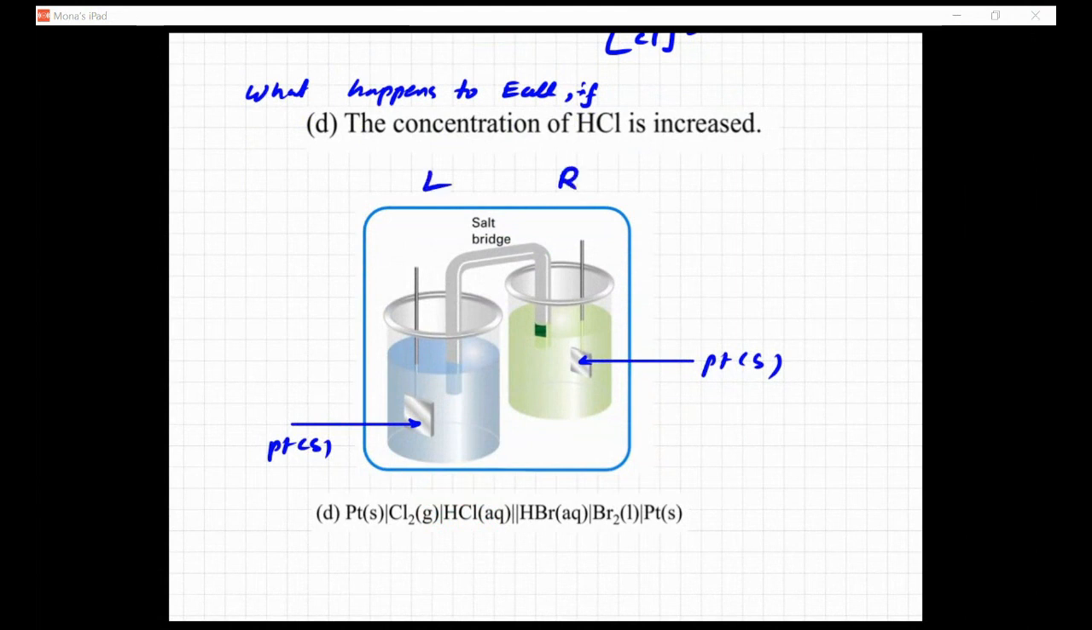Okay, on the left, I have the solution, HCl. And on the other side here, I have HBr. Now, why am I talking about that? Because now the concentration of HCl is increased. How do I increase the concentration of HCl? I will add HCl here. So I'm adding HCl here, increasing its concentration.